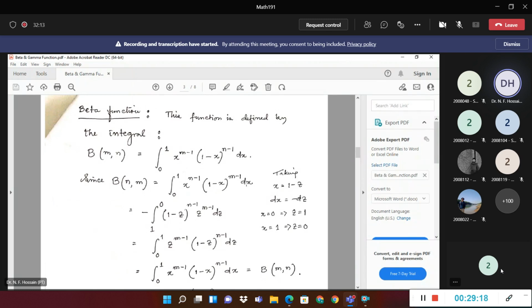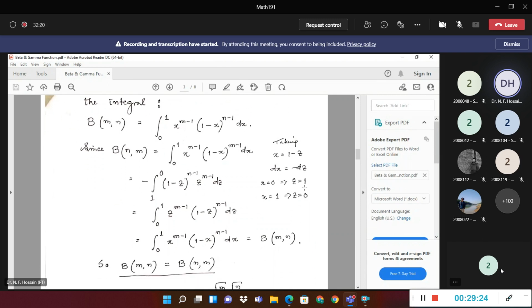Now to show this equality, let us suppose that x equals 1 minus z. Let us use this substitution, x equals 1 minus z. So dx will be equal to minus dz. Now change the limit. When x equals 0, z should be 1. And when x equals 1, z should be 0. So the limit now becomes 1 up to 0 and dx equals minus dz.